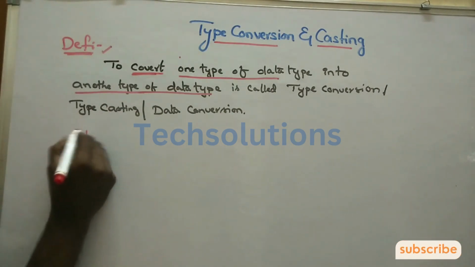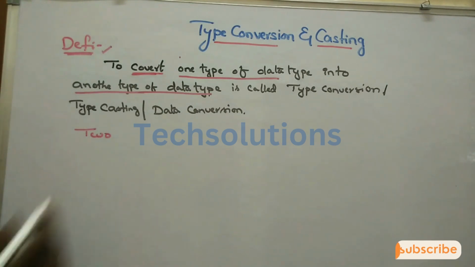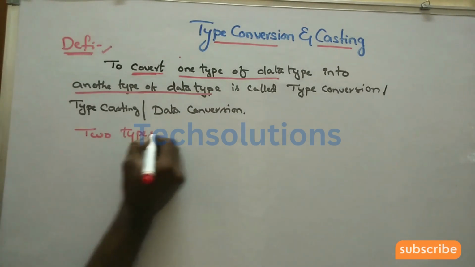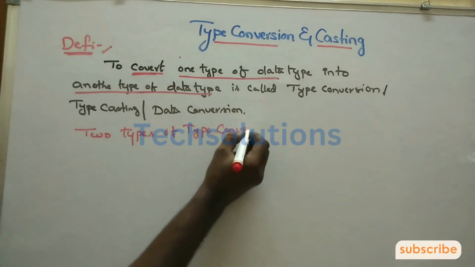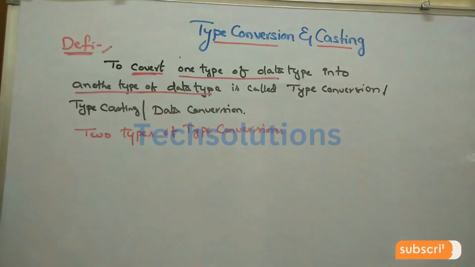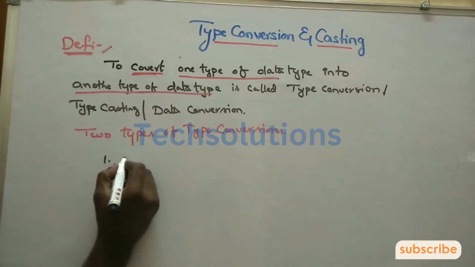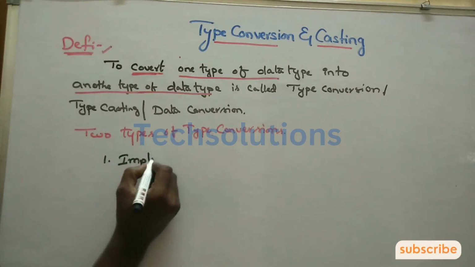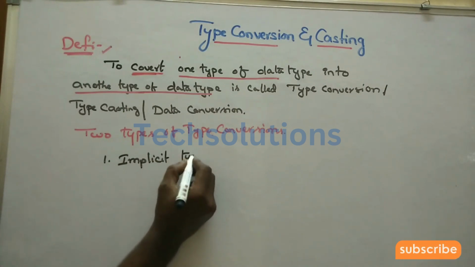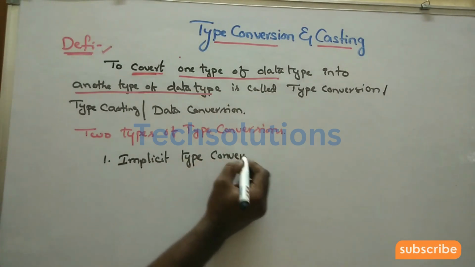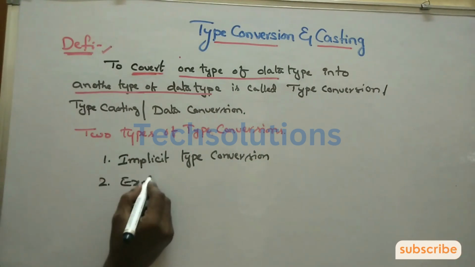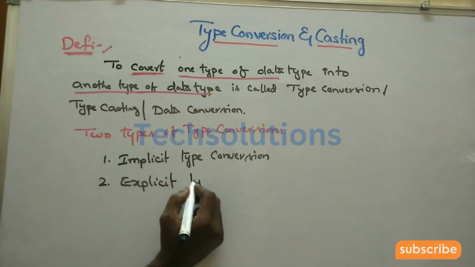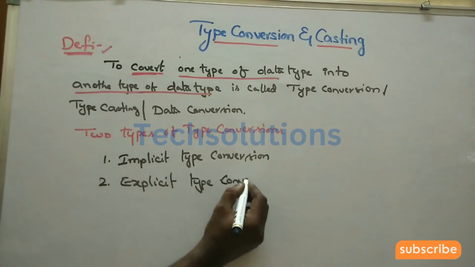There are two types of type conversions. What are those? The first one is implicit type conversion. The second one is explicit type conversion. Implicit and explicit type conversion.